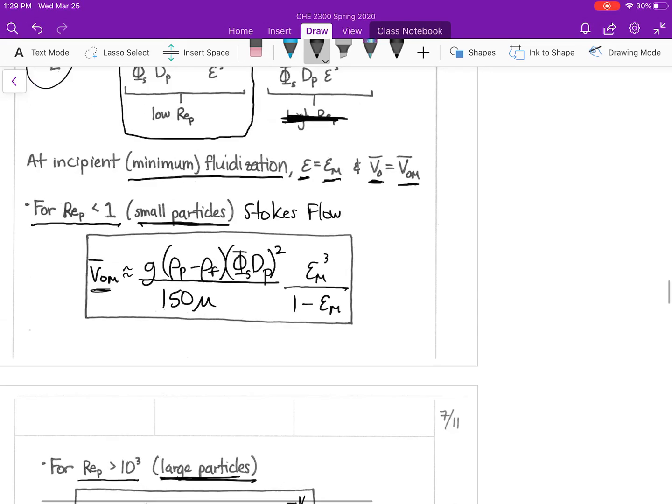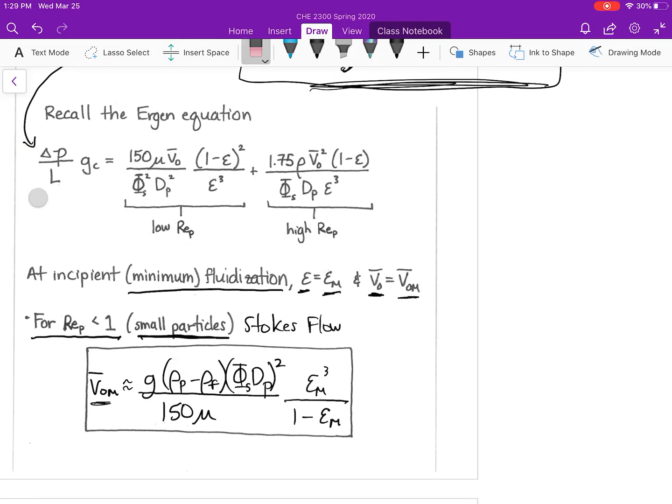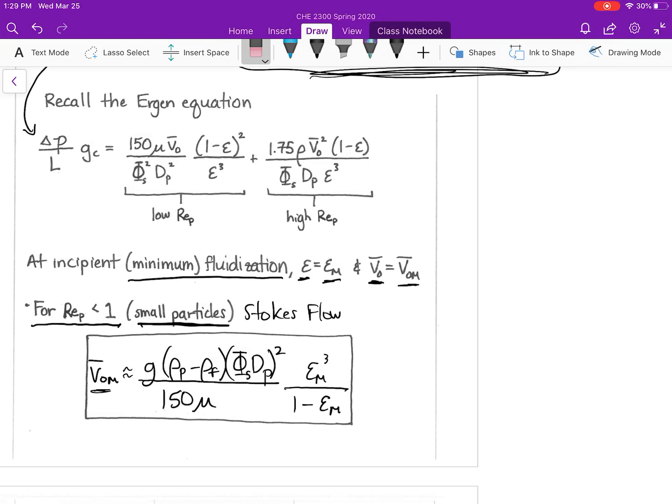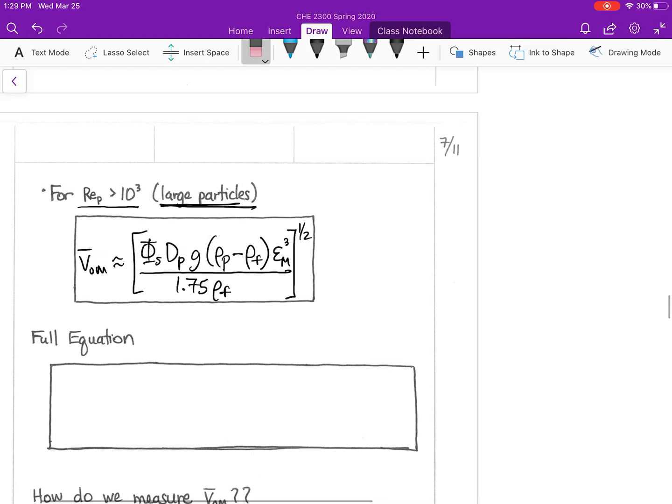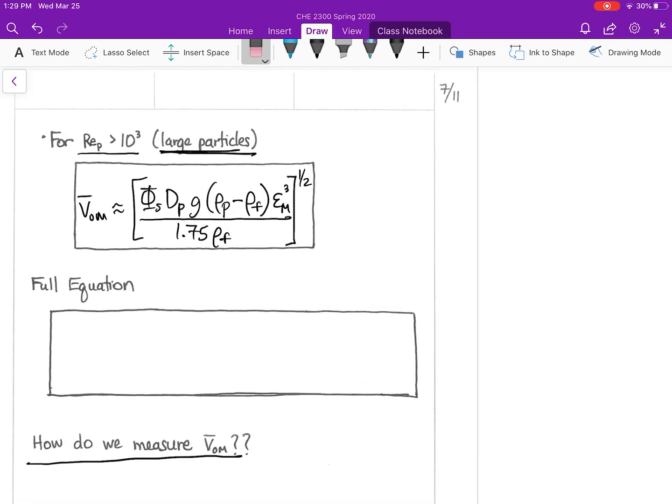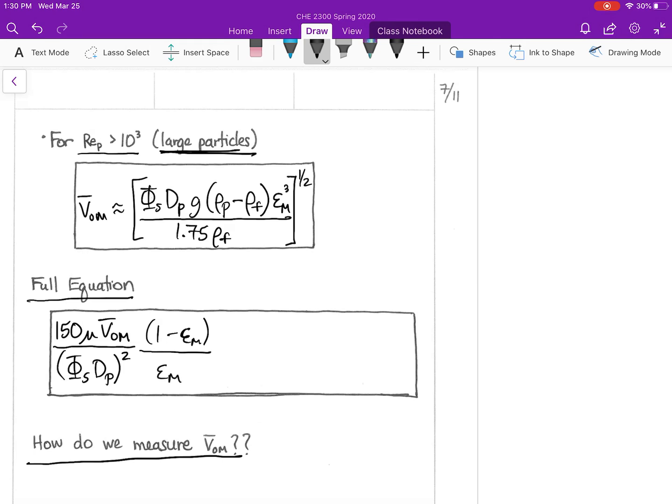I can take these two equations, much like I have for my Ergun equation, and combine them so that I can calculate a minimum fluidization velocity irrespective of what the particle Reynolds number is. So by combining those two equations, I end up with what I'm calling the full equation, which looks like this. So I have my term for particle Reynolds numbers less than 1. I add the term for particle Reynolds numbers greater than 1,000.